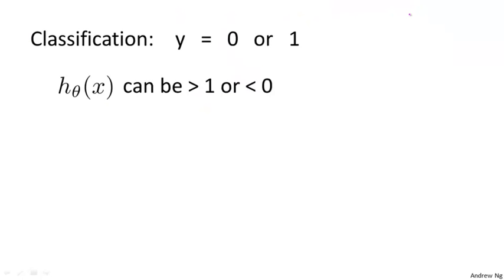Here's one other funny thing about what would happen if we were to use linear regression for a classification problem. For classification, we know that y is either 0 or 1. But if you are using linear regression, the hypothesis can output values that are much larger than 1 or less than 0, even if all of your training examples have labels y equals 0 or 1. And it seems kind of strange that even though we know the labels should be 0 or 1, the algorithm can output values much larger than 1 or much smaller than 0.